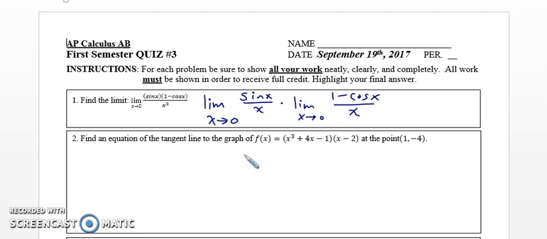So now we have a special limit, the limit of sine x over x as x approaches 0. This one will give you 1. And the limit of 1 minus cosine x over x as x approaches 0 will give you 0. So we're pretty much looking at 1 times 0, which is 0. And that was 1 point.